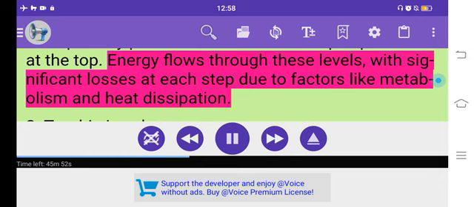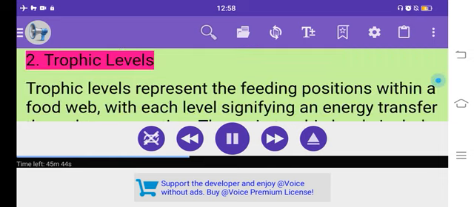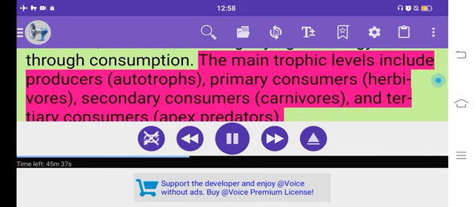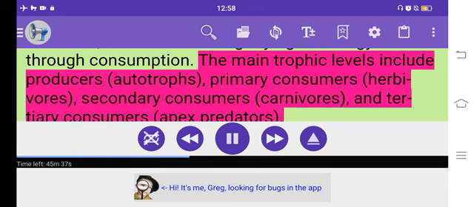Energy flows through these levels, with significant losses at each step due to factors like metabolism and heat dissipation. 2. Trophic levels. Trophic levels represent the feeding positions within a food web, with each level signifying an energy transfer through consumption. The main trophic levels include producers (autotrophs), primary consumers (herbivores), secondary consumers (carnivores), and tertiary consumers (apex predators).